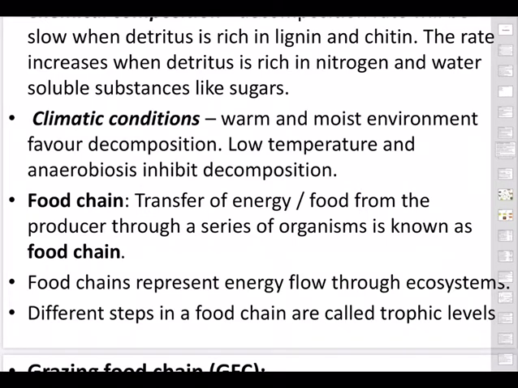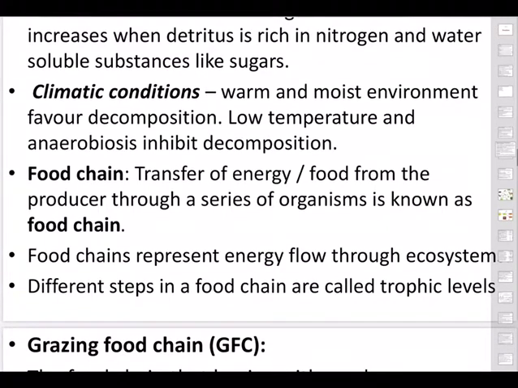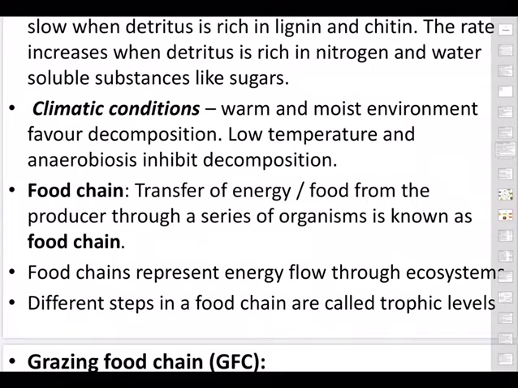Now we see different trophic levels; each trophic level is a division in a food chain. First, what is a food chain? It is the transfer of energy or food from the producer through a series of organisms. We can say it is a linear relationship of organisms for the sake of food. I'll repeat: food chain is a linear relationship, like a straight line, 180 degrees, for food among the organisms.